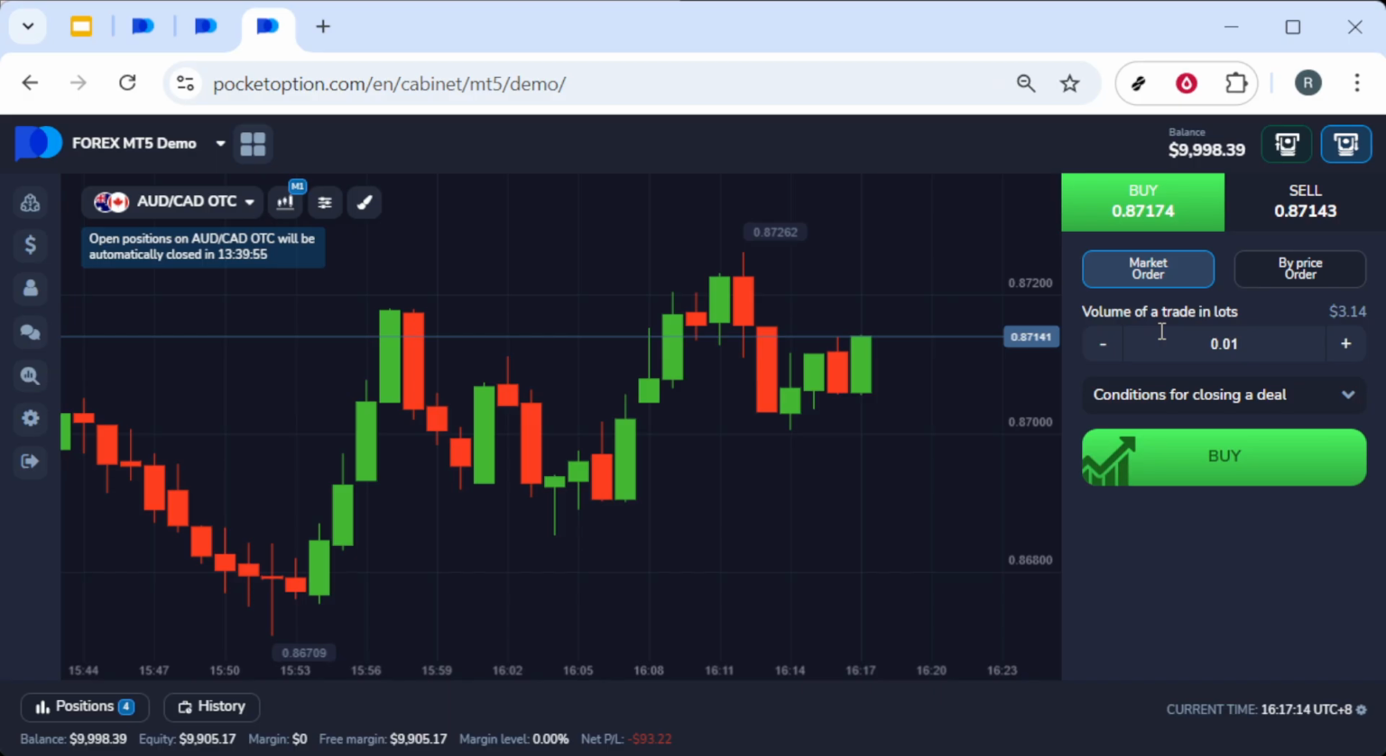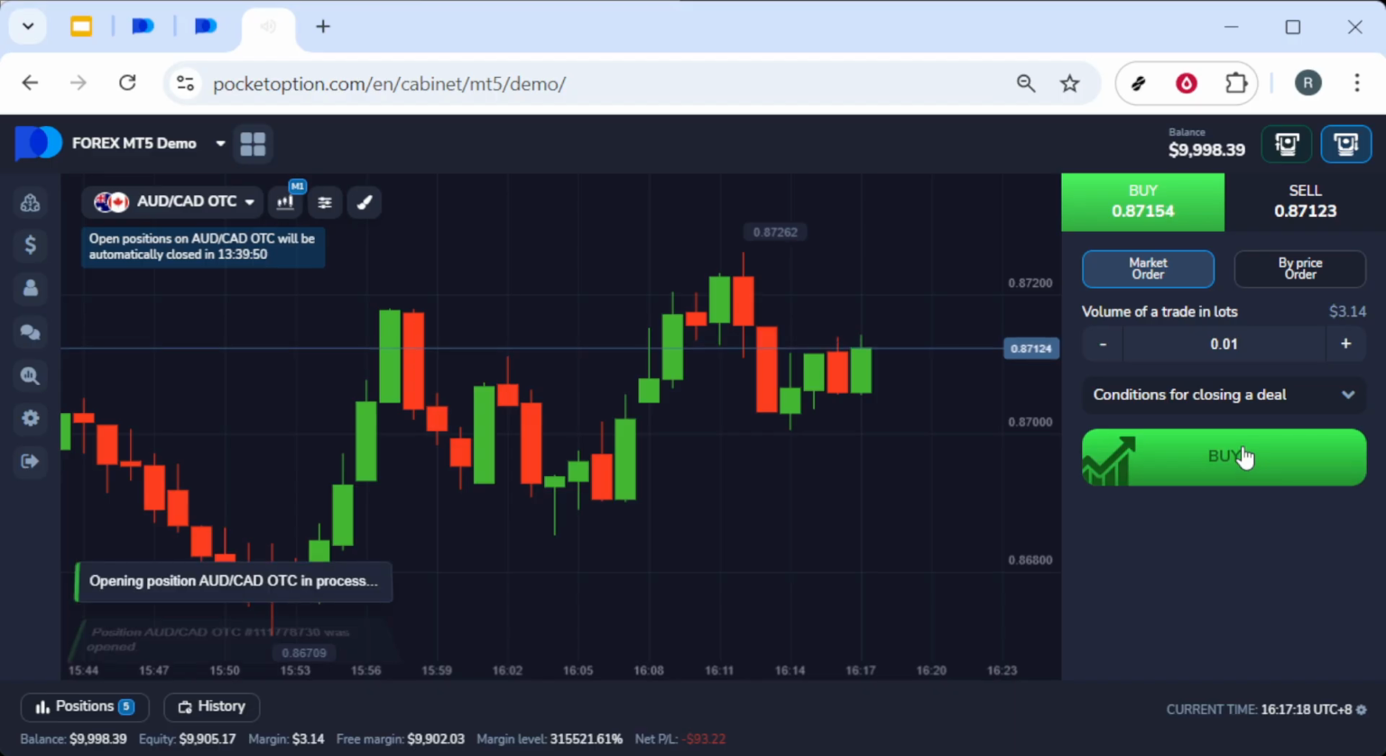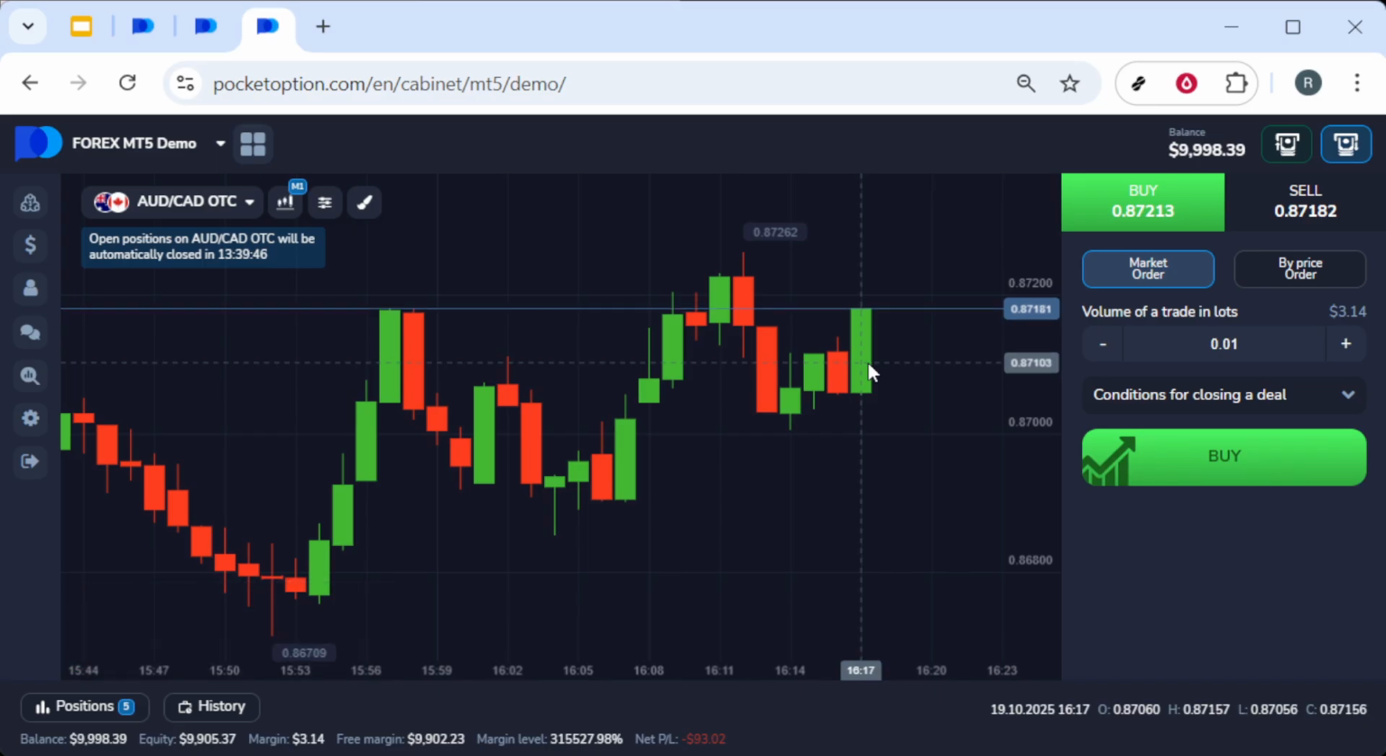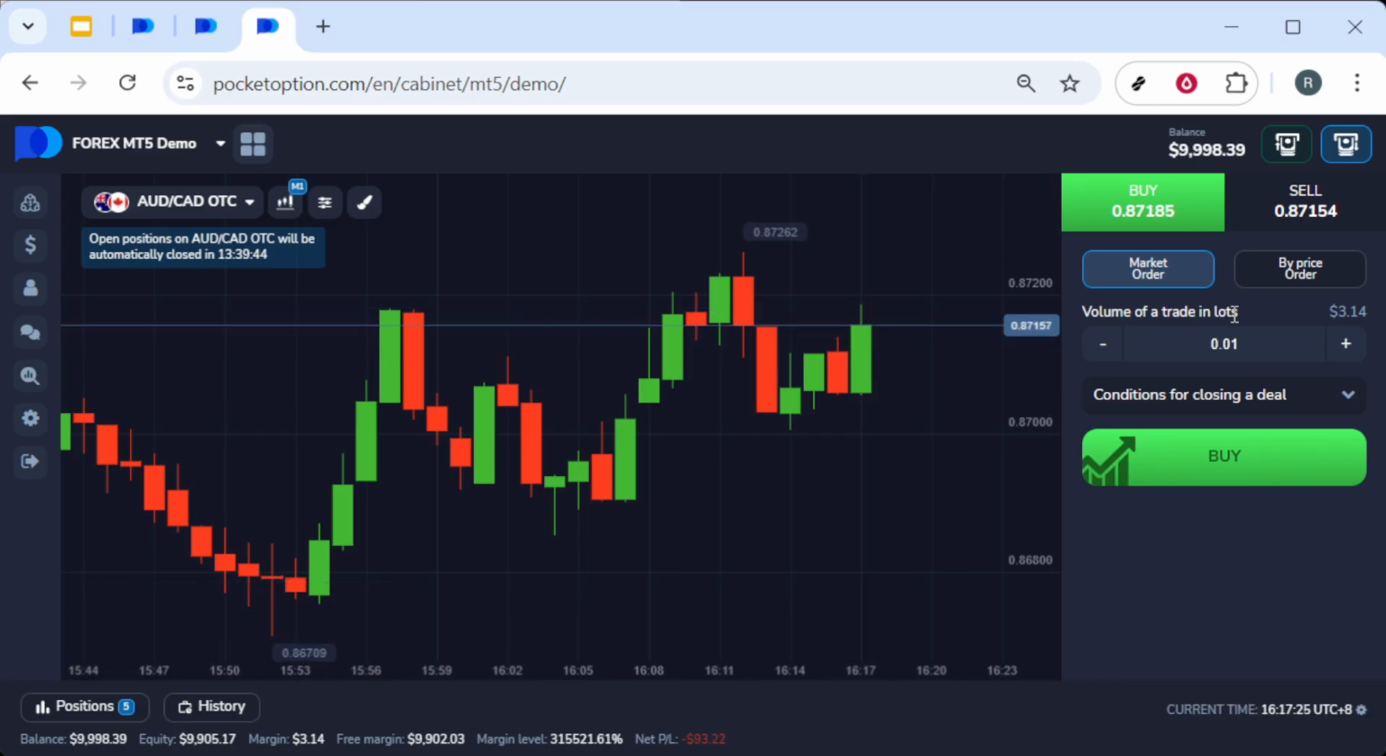When you're ready, place your trade. Click buy if you expect price to rise or sell if you expect price to fall. Before confirming, set your position size carefully and define a stop loss to cap your risk, along with a take profit to lock in your target. This maintains discipline and removes guesswork once the trade is running.